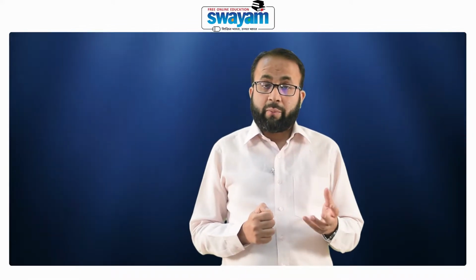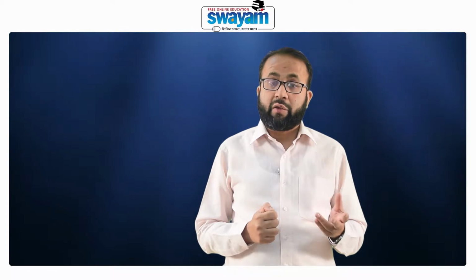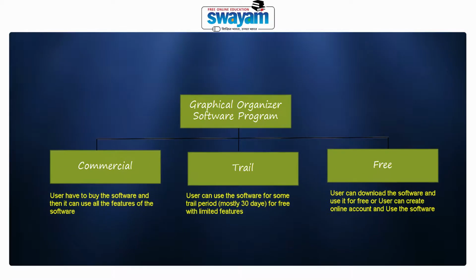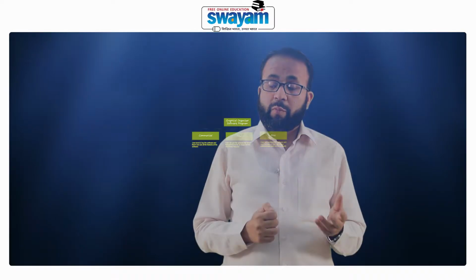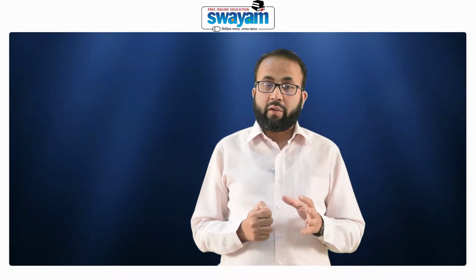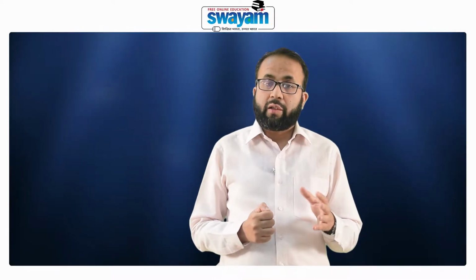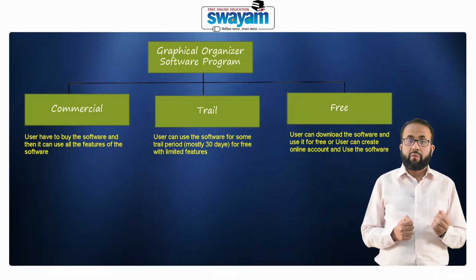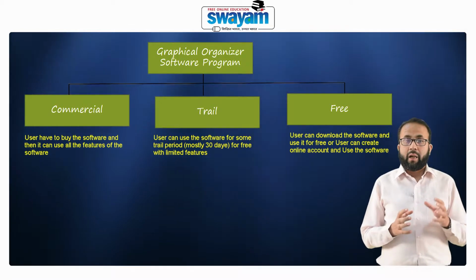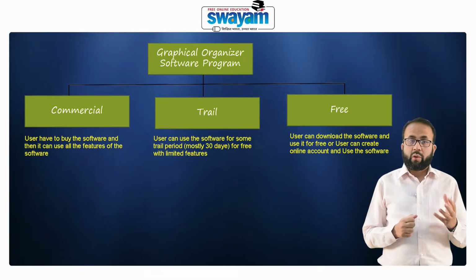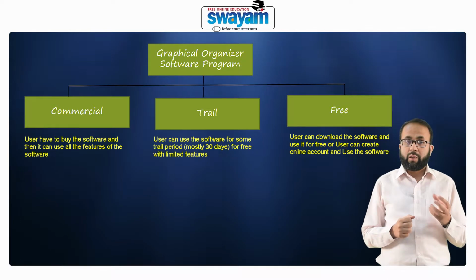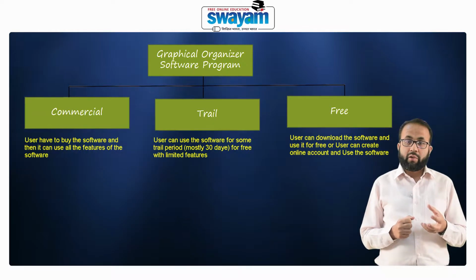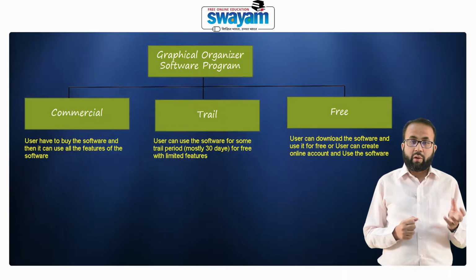Graphic organizer programs can be divided into 3 categories: commercial, available on trial, and free. Before we go inside this topic, we would like to explain that software packages that we buy through the market or download through the internet come under these 3 categories. Commercial softwares are those in which the user generally has to buy a particular software. They have to pay for it and then they will get a software package which they will install on their system and they can use all the features of the software.